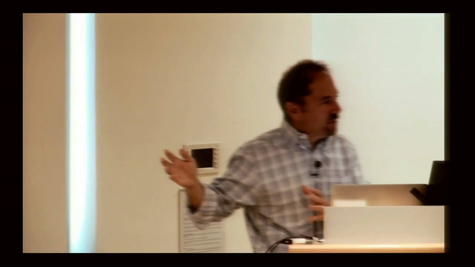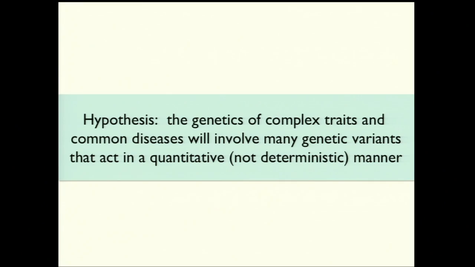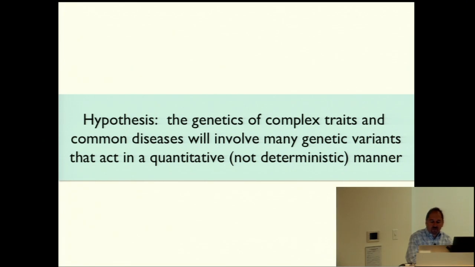Because now, almost 100 years later, I'm not aware of any observation in human genetics that doesn't fit this model, essentially in its flexible form, but much more extreme views are refuted every day if you just pick up any journal. So this model says that the genetics of complex traits, and therefore the common diseases that are typically complex, will involve many genetic variants, and they will act in a quantitative, not a deterministic manner.